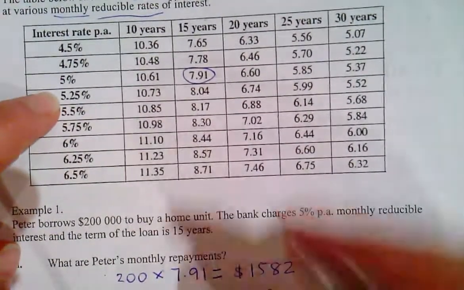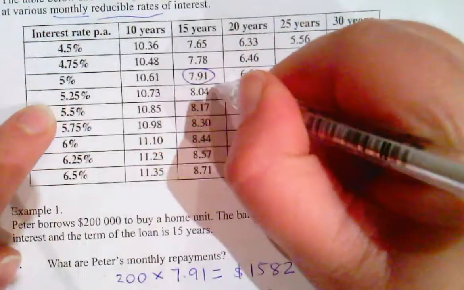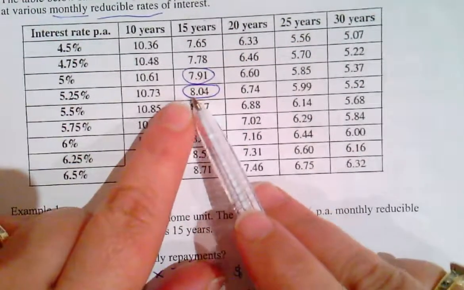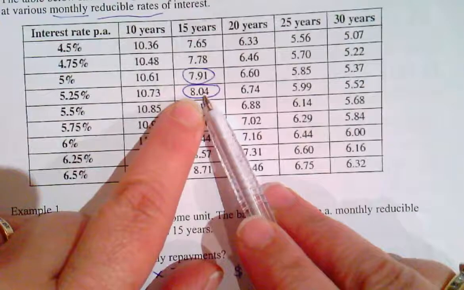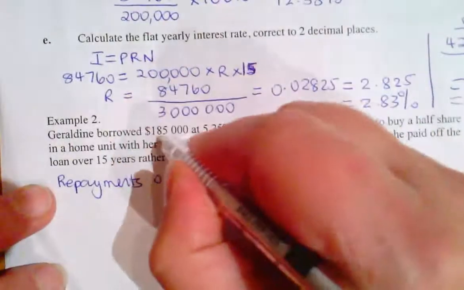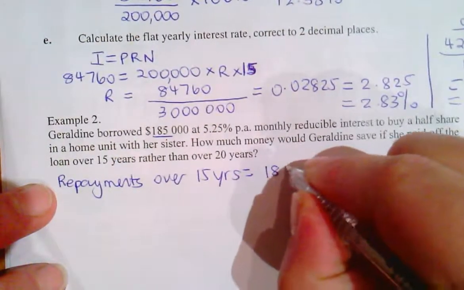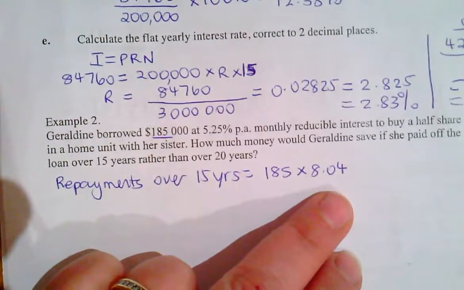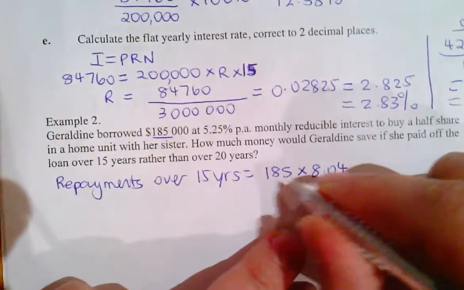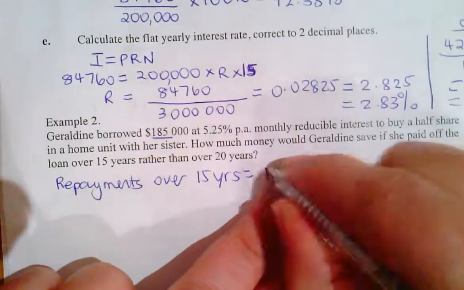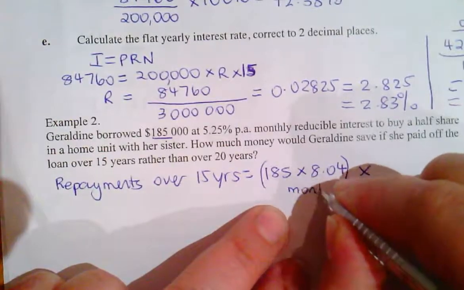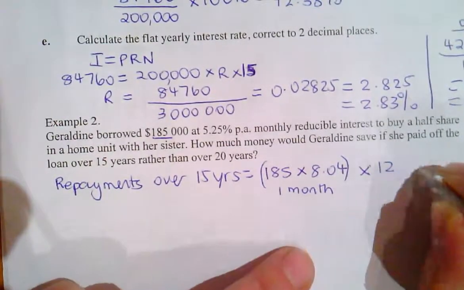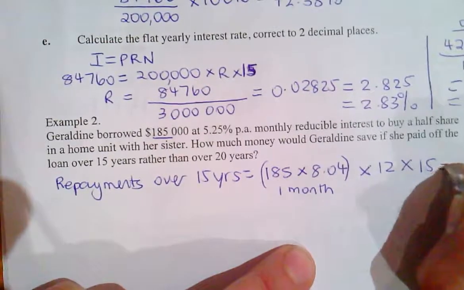5.25% per annum is here with 15 years. That's 8.04. So $8.04 is paid each month for every $1,000 borrowed. So how many thousands of dollars are borrowed? It's 185,000. So it's 185 times that 8.04. Now that's the monthly repayment, that's for 1 month. Times it by 12 gives me 1 year, and times that by 15.